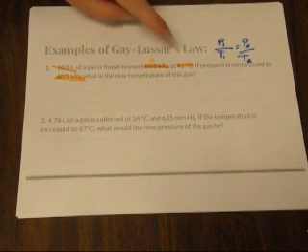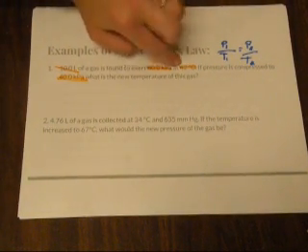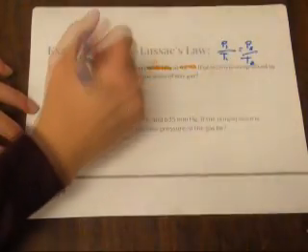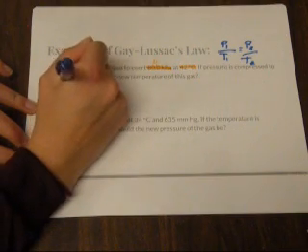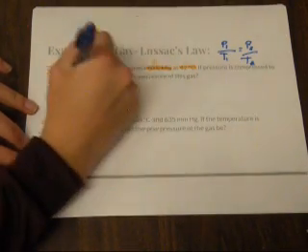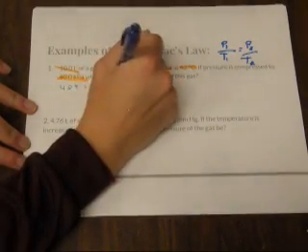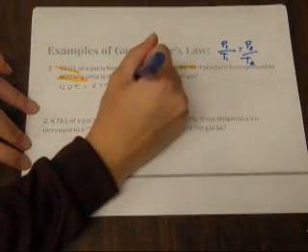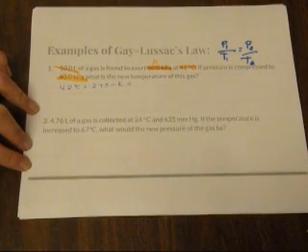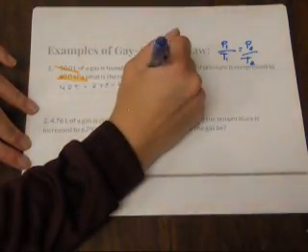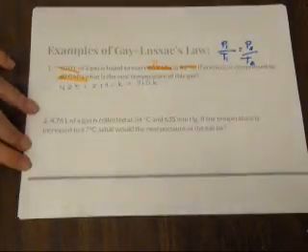However, our temperature is in Celsius and we need it in Kelvin. So we are going to do a conversion first. So, 42 degrees Celsius plus 273 equals Kelvin. So our Kelvin equals 315 K.